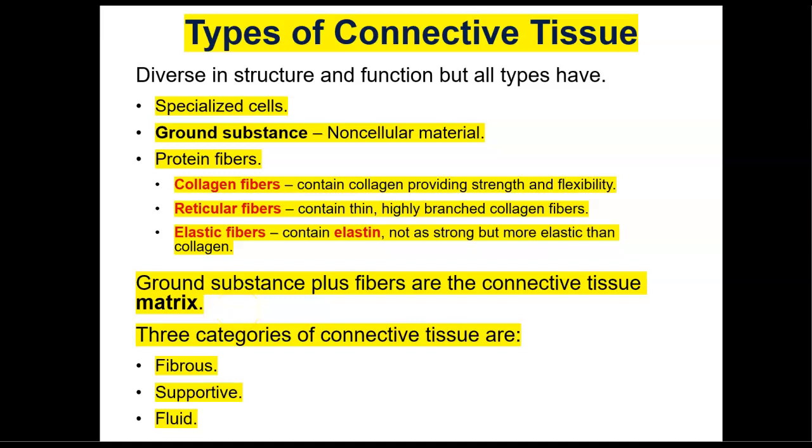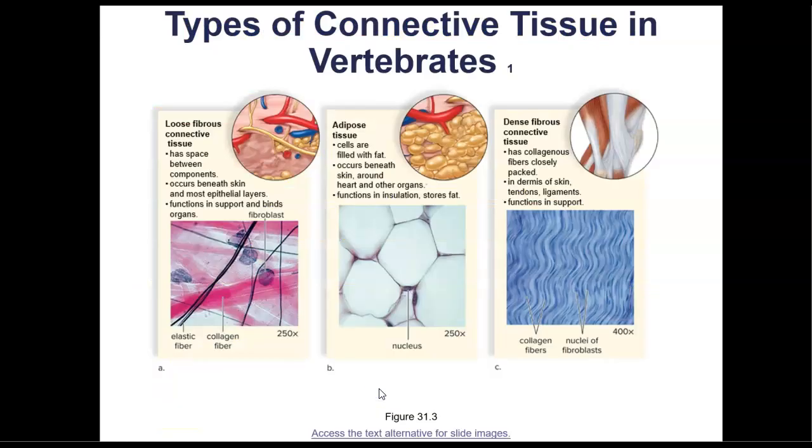There are three major categories of connective tissue. There's fibrous, supportive, and fluid. For the fibrous connective tissue, there are loose and dense fibrous connective tissue. Loose fibrous connective tissue has a lot of space between the components. You find this beneath the skin. The layer below the skin called the hypodermis contains loose fibrous connective tissue called areolar tissue, and it also contains adipose tissue, which is fat tissue.